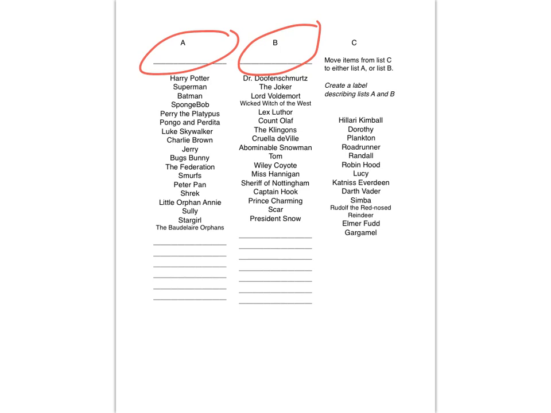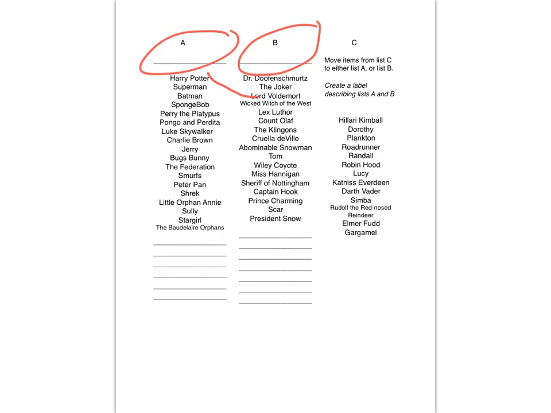And then when you're done, what I want you to do is see if you can match the character from column A that matches a character from column B. So I'll give you an example. In column A, we have Harry Potter, and his match in column B is Lord Voldemort. So for every character in list A, they have a character in list B. And hopefully that will help you figure out what characteristics these different characters have.